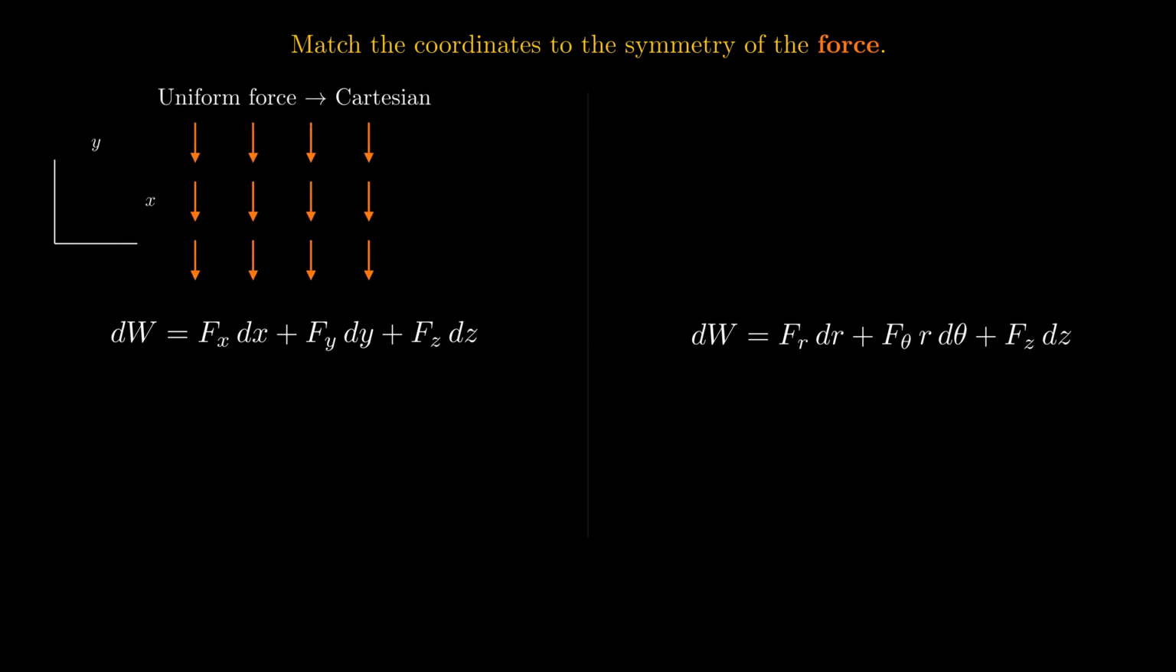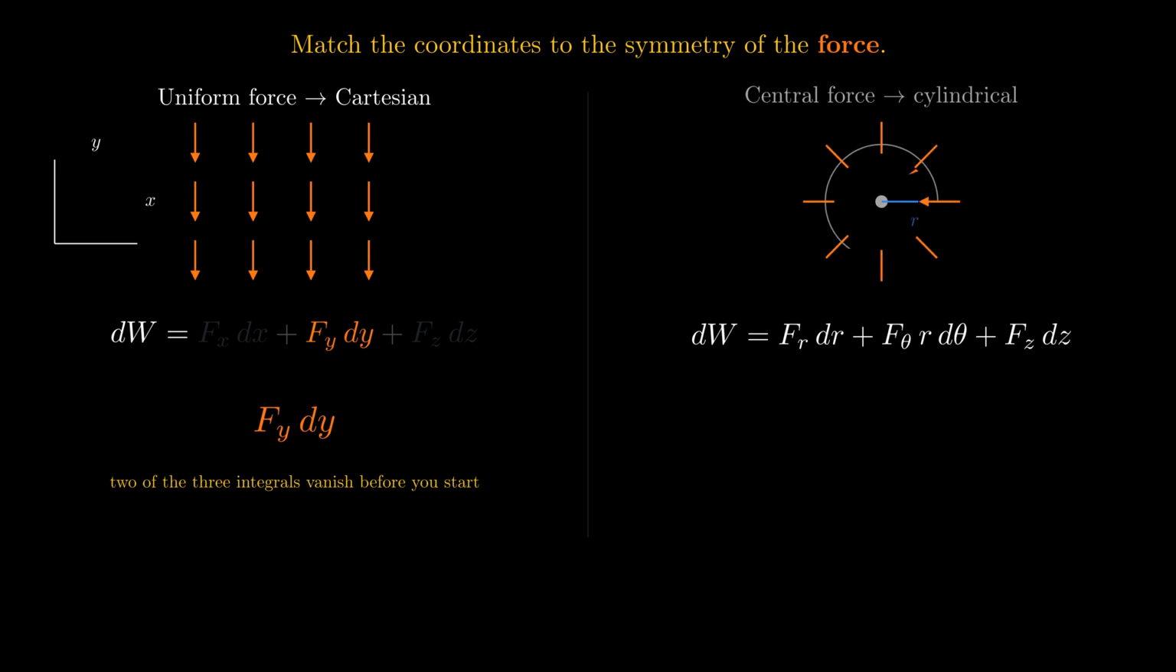Two coordinate systems, two expansions of the same definition. The skill is choosing between them. Match the coordinates to the symmetry of the force. Uniform gravity points along one fixed direction, so choose Cartesian axes with one axis along the force. Then two of the three force components are zero and two of the three integrals vanish before any computing starts.